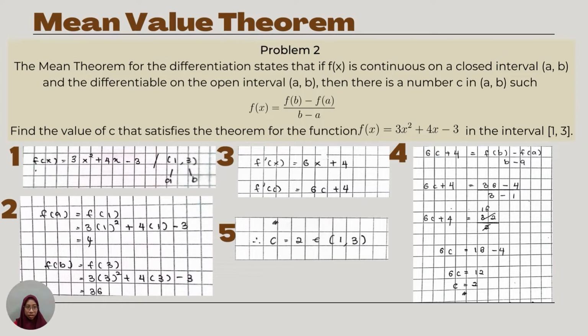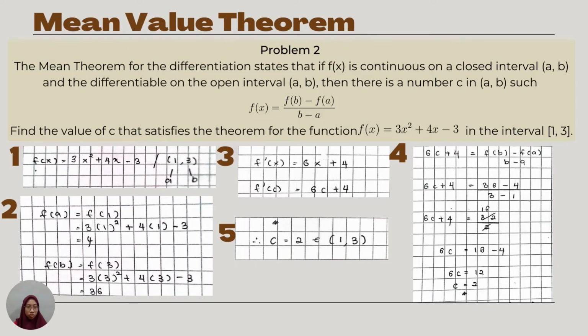The next problem: the mean value theorem for differentiation states that if function f(x) is continuous on a closed interval [a, b] and differentiable on the open interval (a, b), then there is a number c in (a, b) such that f'(c) equals f(b) minus f(a) over b minus a. Find the value of c that satisfies the theorem for the function f(x) equals 3x squared plus 4x minus 3 in the interval 1, 3. First, we declare the interval, a equals 1, b equals 3. We substitute 1 into function f(a) and we get 4. Substituting 3 into function f(b), we get 36.